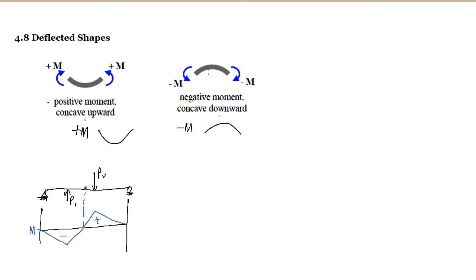Ano yung sabi? If you have the negative moment, sisimangot ka, so you're sad, and the deflected shape or the deflection is concave downward. Now if you have the positive moment, you're smiling, and you have here concave upward. So with this loading condition, this would be the deflected shape.